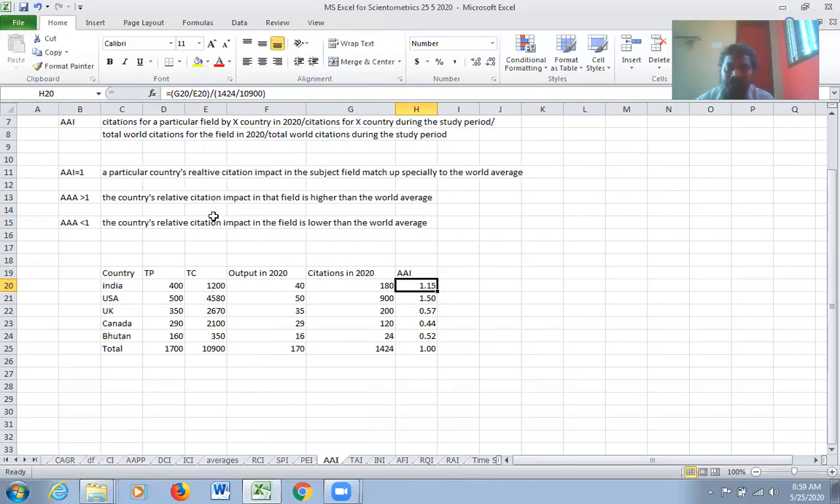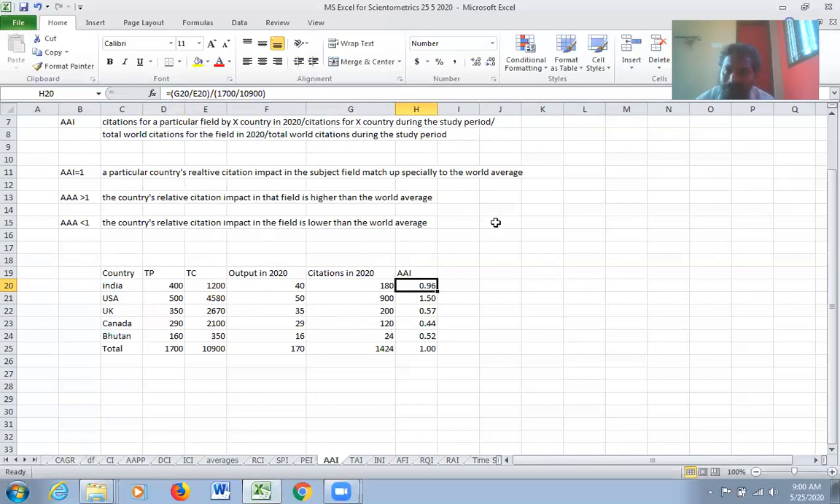Total citations India had, and you take this as the first portion of the formula, divided by 1424. What is that? I'm sorry, it's not 1424. I think it should be 1700. That is total publications divided by total citations. Let us check this one thing. No problem. Citations for a country in 2020, so we have citations called G20 divided by citations for that country for the whole period. So total citations India received was 1200. What is that? E20. So the first portion is correct.